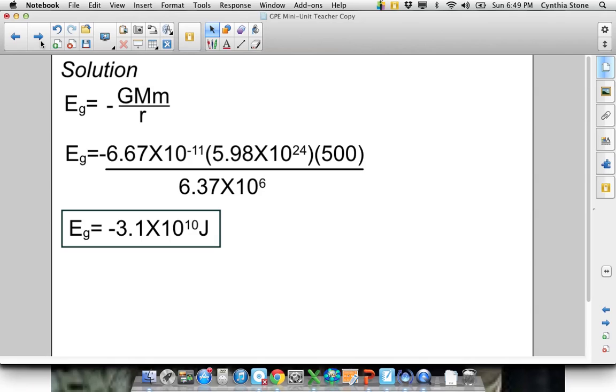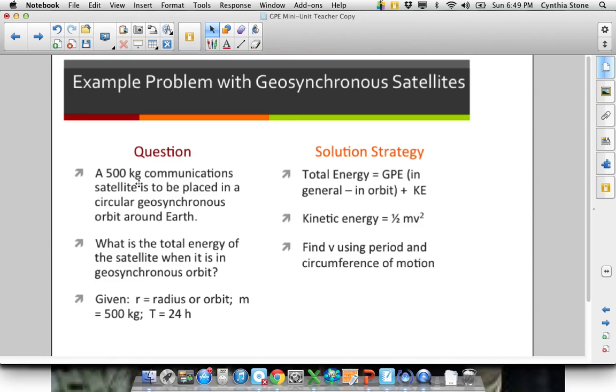Moving on. Same problem. Now I want to know the total energy, which will be the sum of kinetic and gravitational, when it's in orbit. So the information that we need, we need the radius of the orbit, which we figured out already. We know the mass and we know the period. But for kinetic energy, we still need the speed.